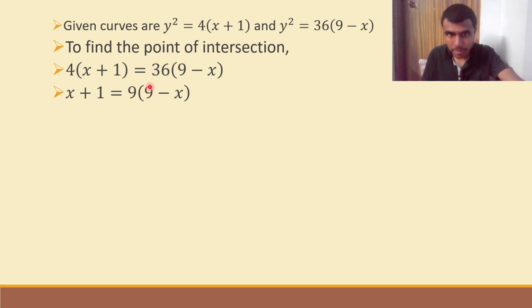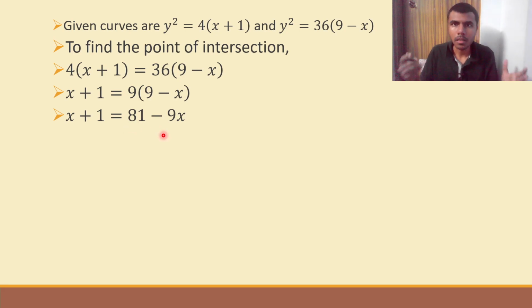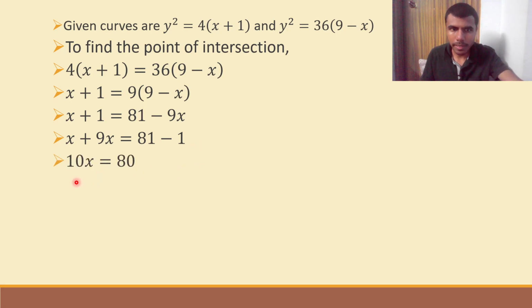9 into 9 is 81 and 9 into minus x is minus 9x. So x plus 1 equals 81 minus 9x. Now let us get x terms on one side and constants on the other side. So 9x, bring it to the LHS. What I'll get is x plus 9x equal to 81 minus 1. Now 10x equals 80. So what will be x? x will be 8.